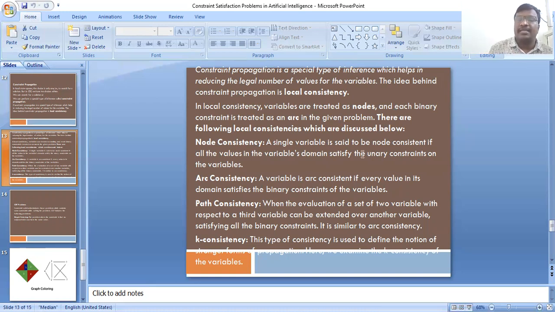Next, K consistency. This type of consistency is used to define the notion of the form of the algorithms. This is local consistency. Local consistency is constraint propagation.